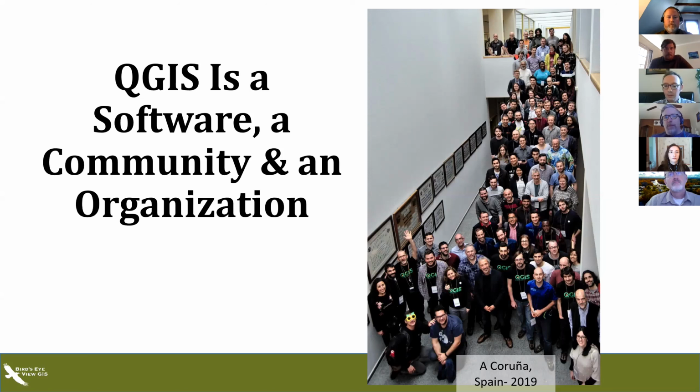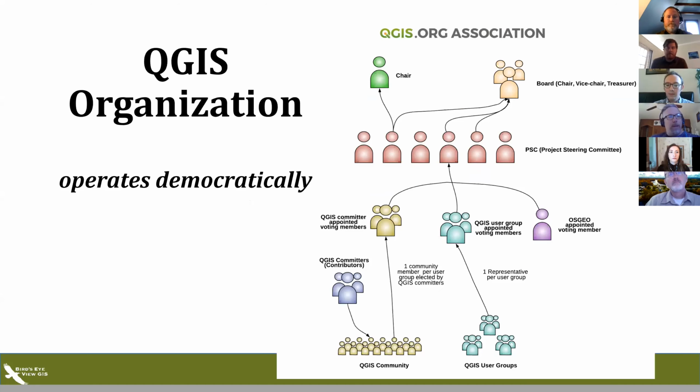QGIS itself does have a formal organization. It's registered as a nonprofit in Switzerland, and there is an organization behind it. There's a project steering committee, which decides and steers the project, hopefully in a good direction, and operates as a democracy. I'll get to a little bit of how even people in the US can participate in this in a minute. QGIS is very much a team effort.